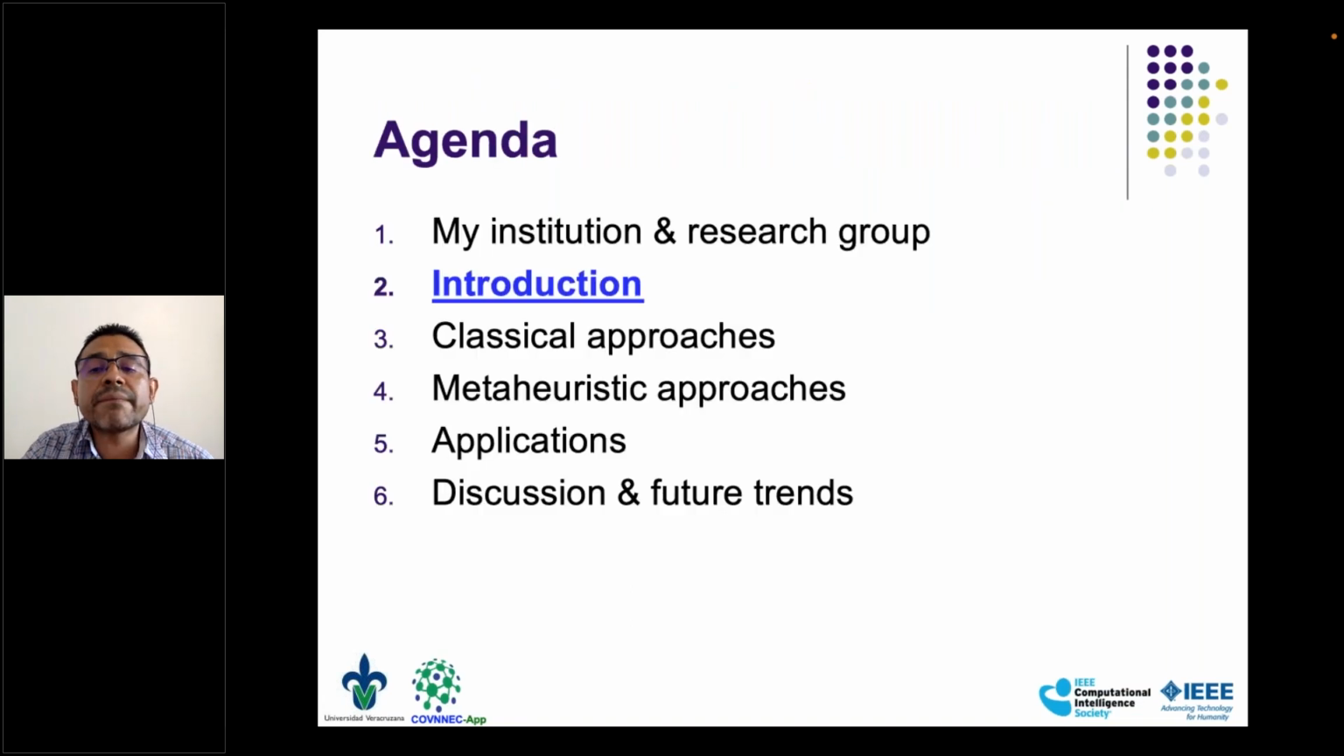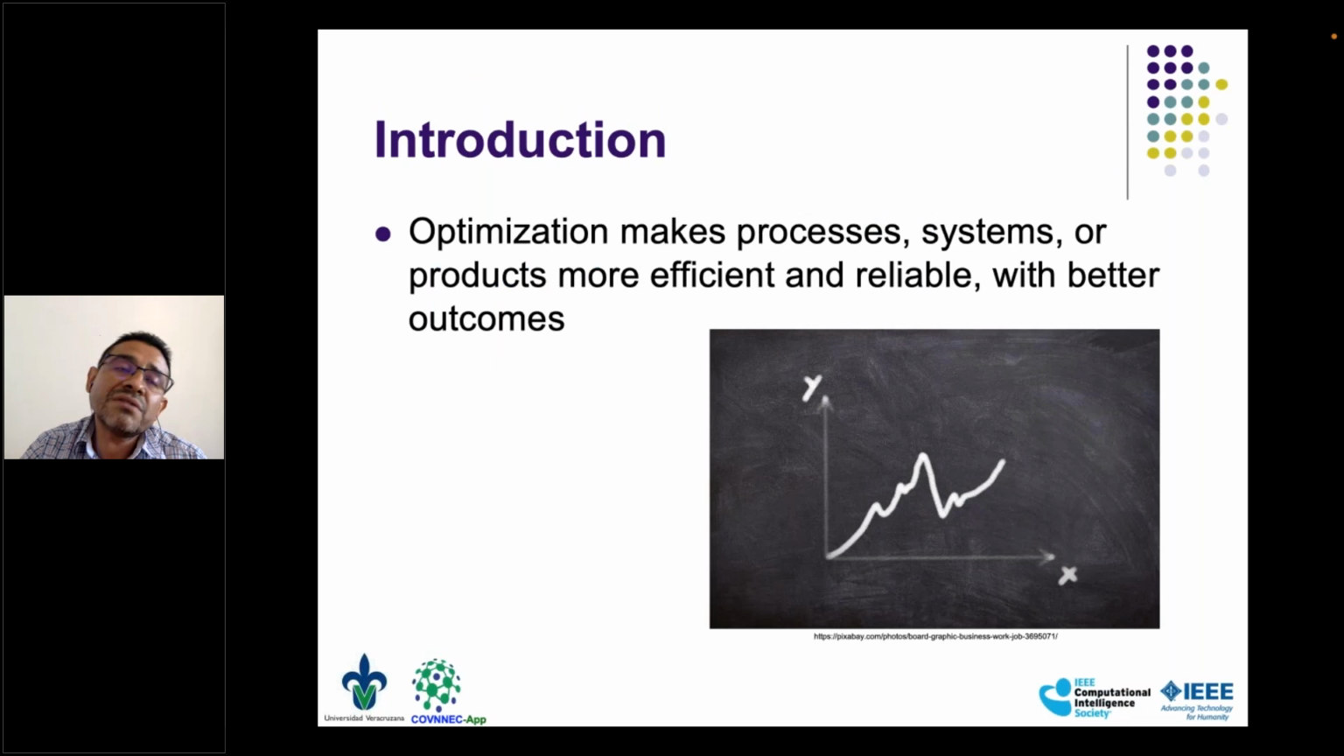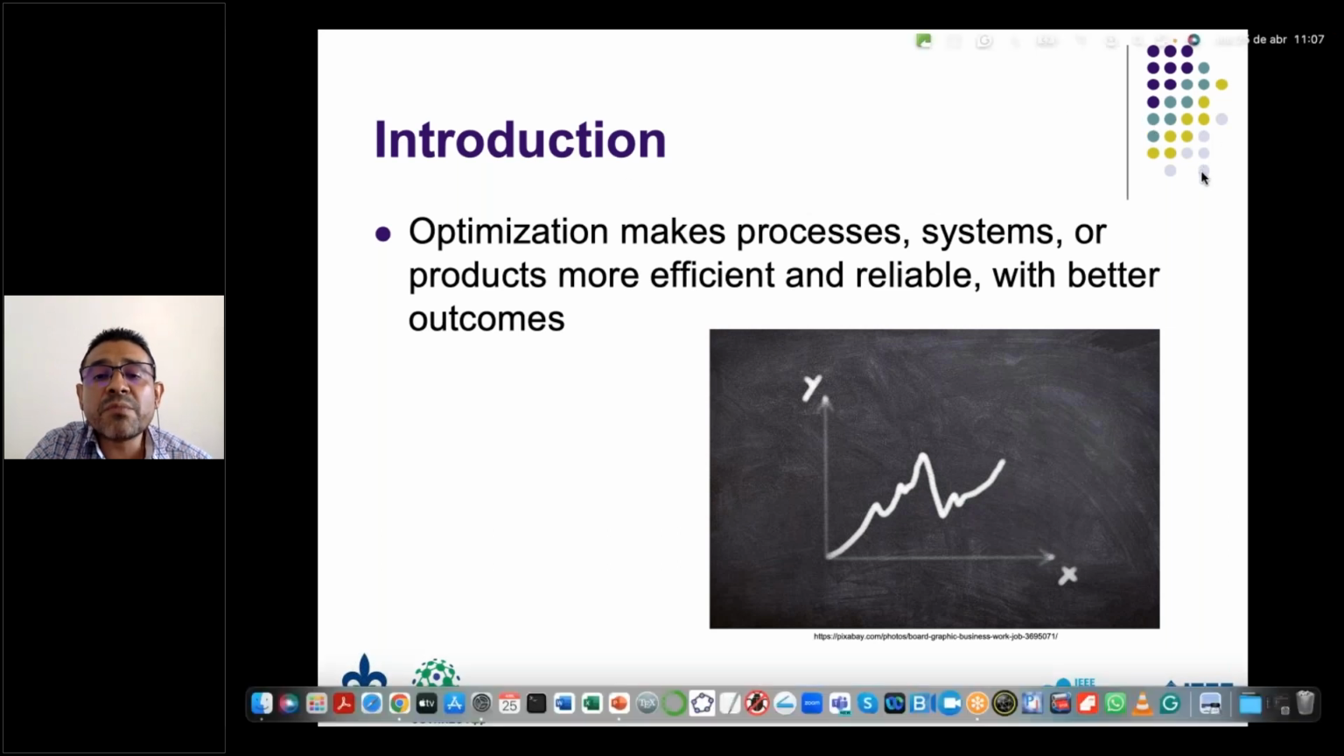Okay, let's talk about optimization. Optimization, I mean, we have different definitions. In this case, I take it as the way to make processes, systems, or products more efficient, reliable, and with better outcomes. That's the general goal of optimization.